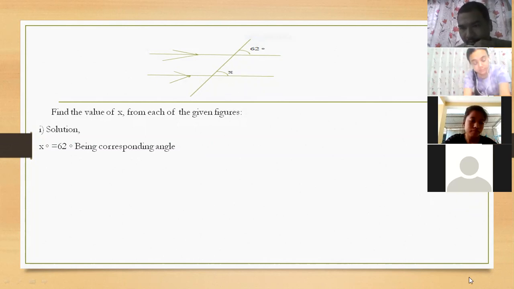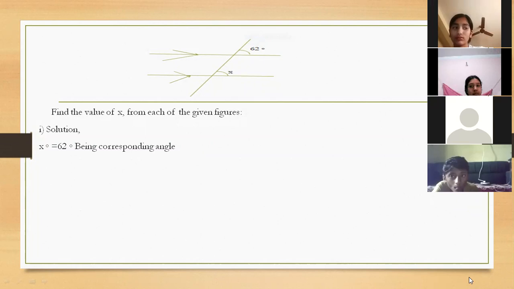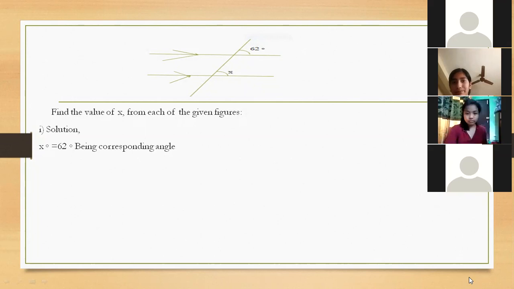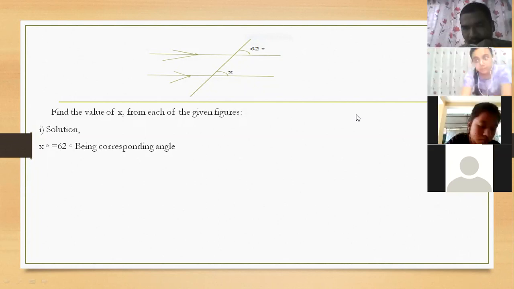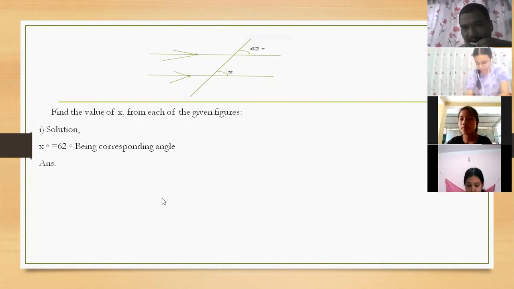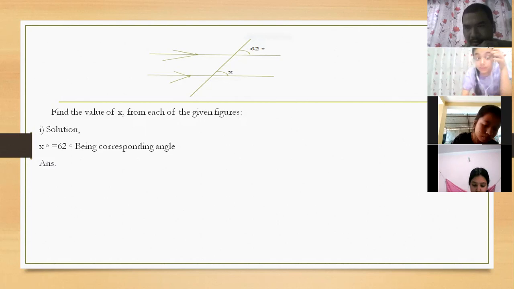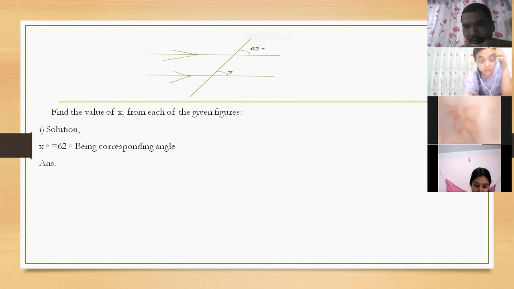Simrika, have you understood? Ishika, have you understood? Yes, sir. Good. Kelvin? Good. How does the value of x become 62 degree? We have to mention the reason also at the side. Now I am moving to the next one. Should I move to the next one? Yes, sir. Very good.